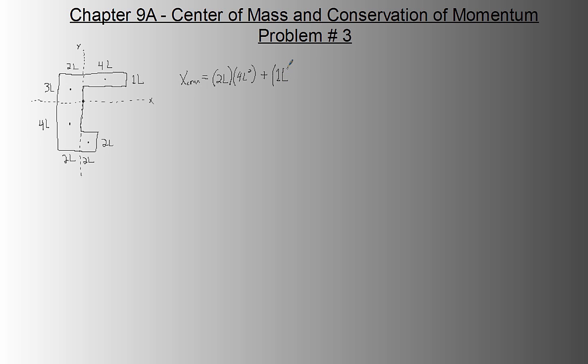So 1L, and the area of this box is 2L times 2L, which is 4L squared. Plus, let's do this one next. So where's the center of mass in the x direction of this? This length is 2L, so the center of mass is half that over, so 1L. 1L in this direction, that's the negative direction, negative x, so it's negative 1L. And the area of this piece is 4 times 2L squared, so 8L squared.